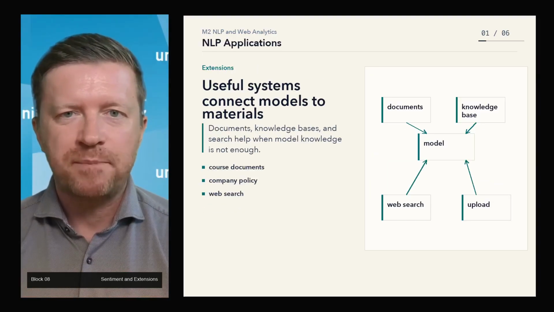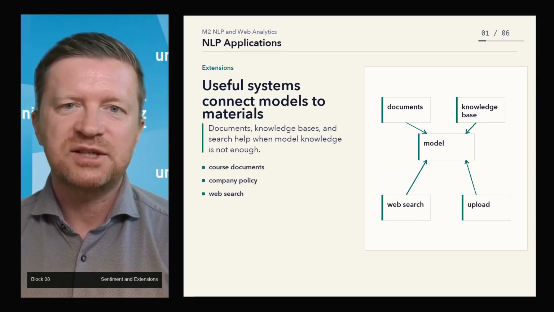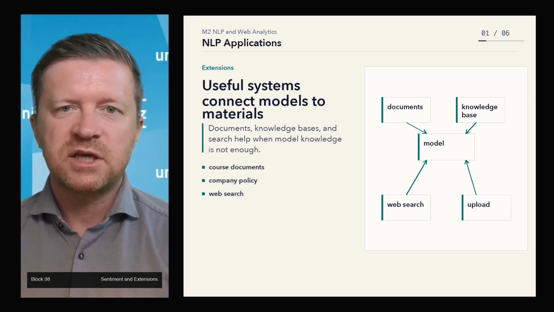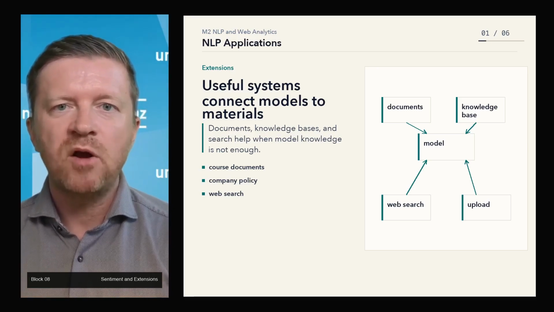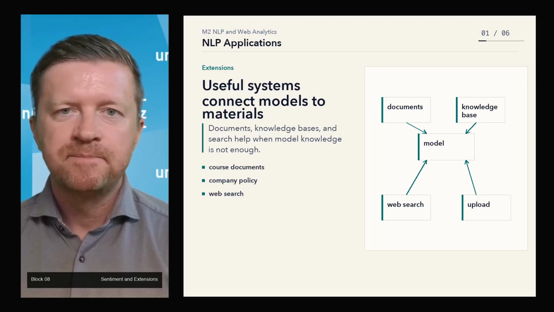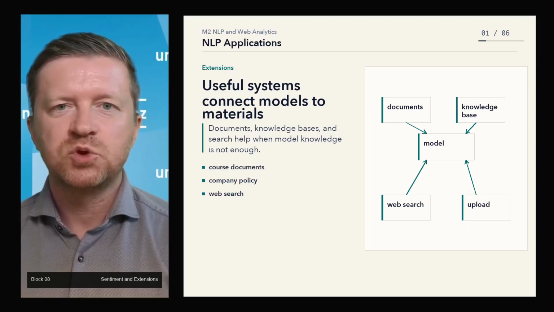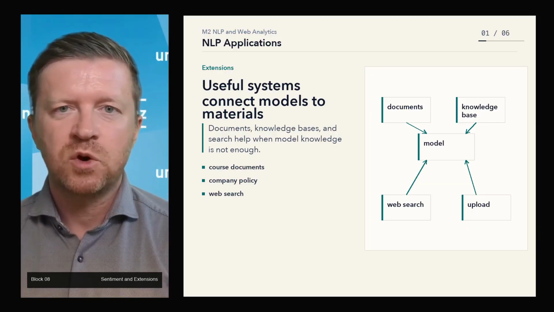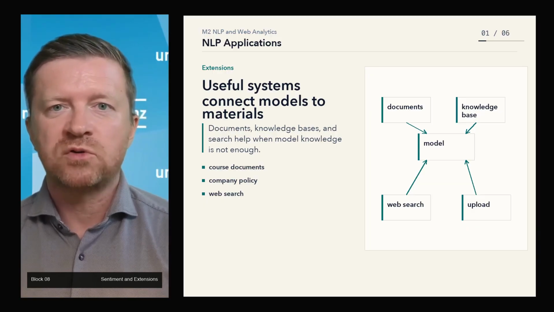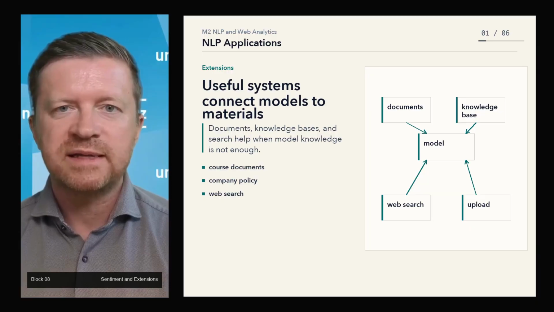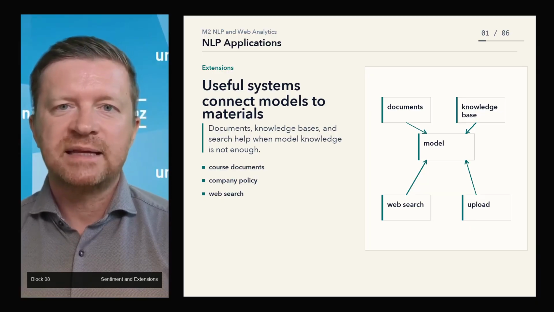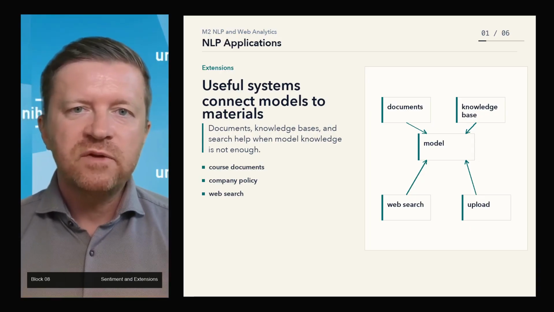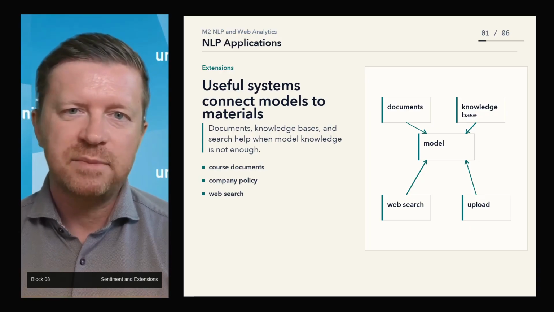From that basic chatbot, there are several natural extensions. One is to connect the model to external materials, such as course documents, company policies, or a knowledge base. Another is to connect the system to web search or another retrieval tool when current information is required. Standard language models are trained up to a certain point in time, so they do not automatically know about events or documents that appeared afterward. Retrieval and search are ways to address that limitation.